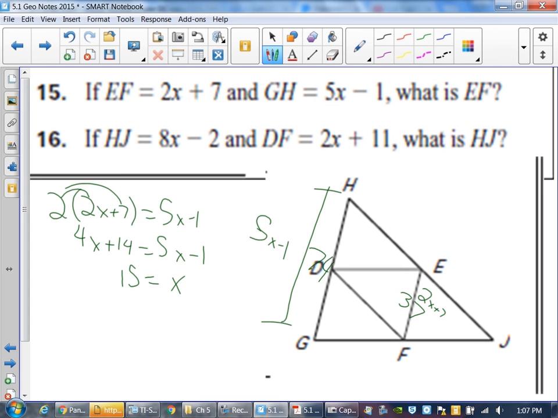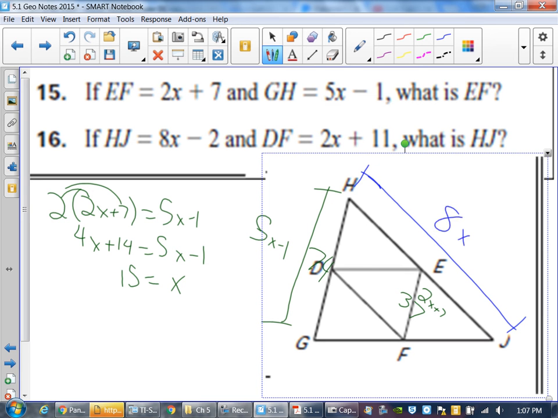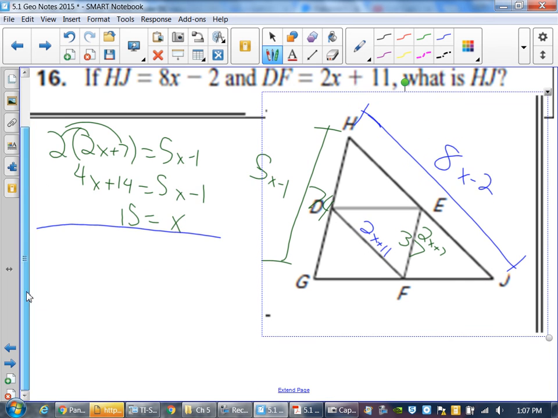Let's see, we change this up. We have the whole thing, oops. The whole thing is 8x minus 2. And the interior part is 2x plus 11. Which means I double the 2x plus 11, and it equals 8x minus 2. Distribute out, 4x and a 22. Subtract 4x, add 2.